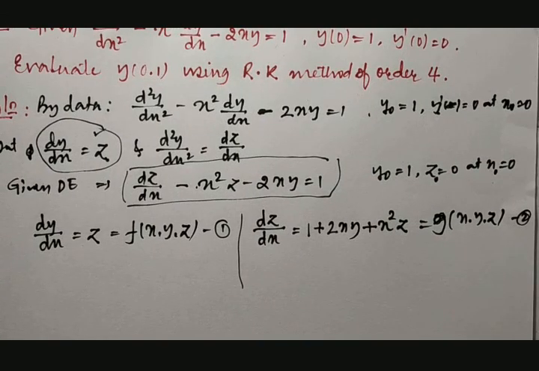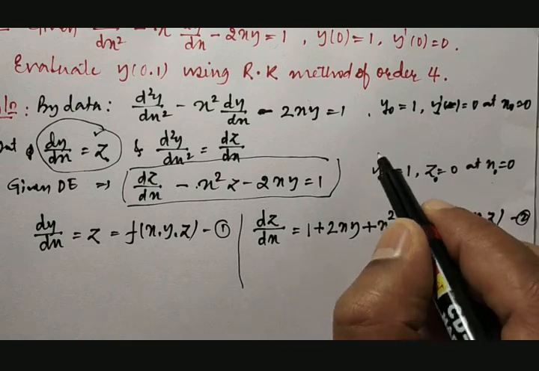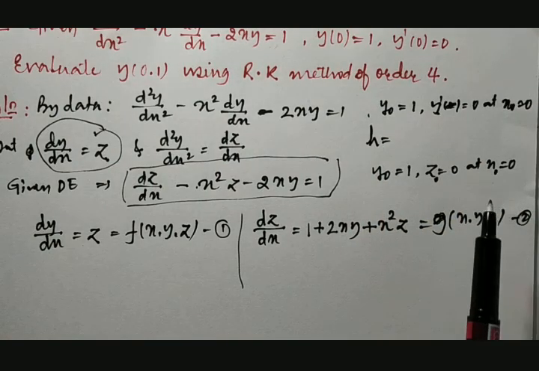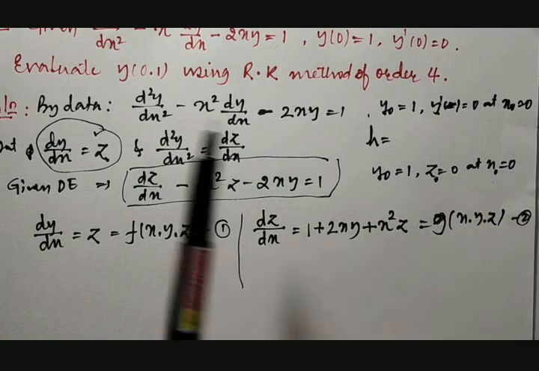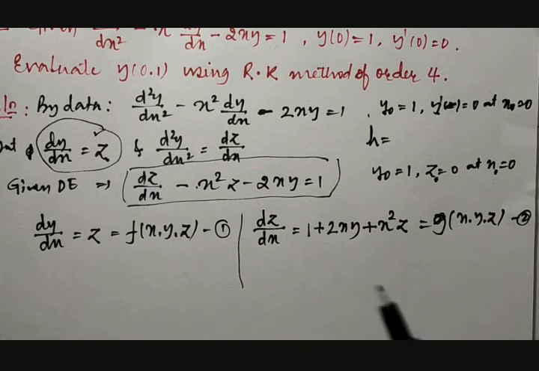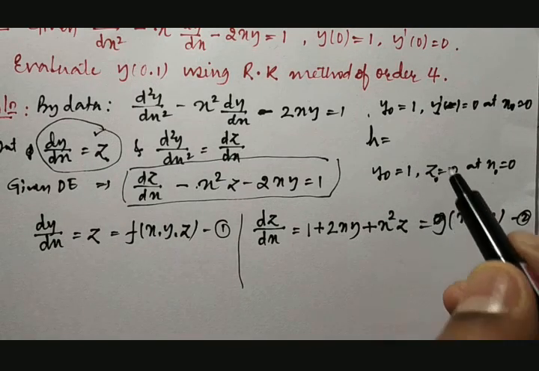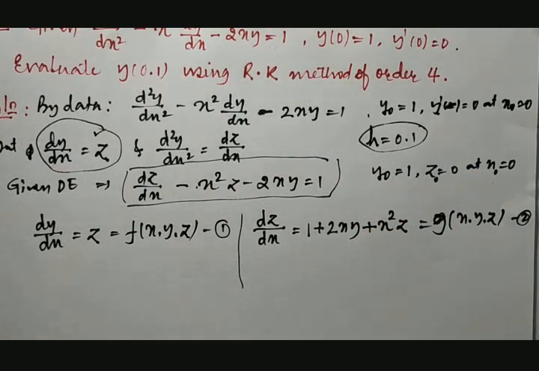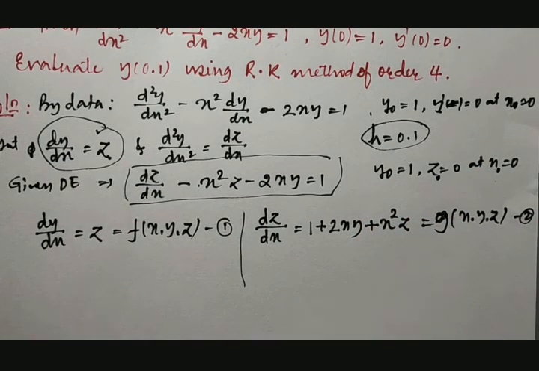Therefore, what to do now? This is the first equation and this is the second equation. Then we need to compute the values of k1, k2, k3, k4 and L1, L2, L3, L4. And here I need to understand what h is. h is nothing but the difference between the initial value of x given, which is 0, and what we need, which is 0.1. So h = 0.1. Clear? Okay, let us start with its solution now.